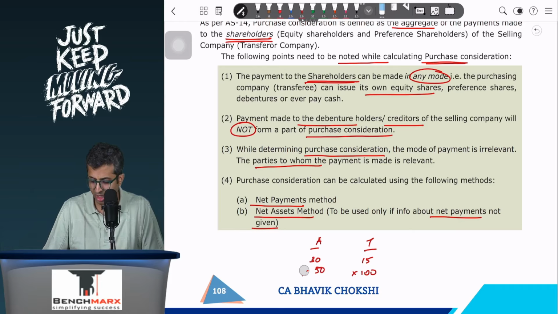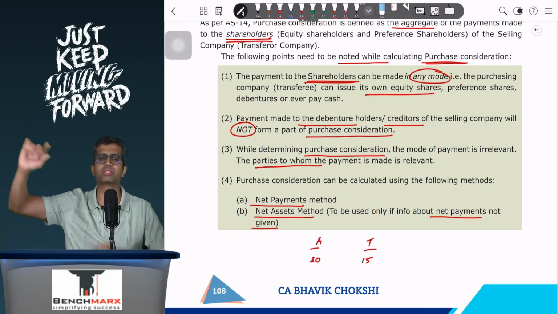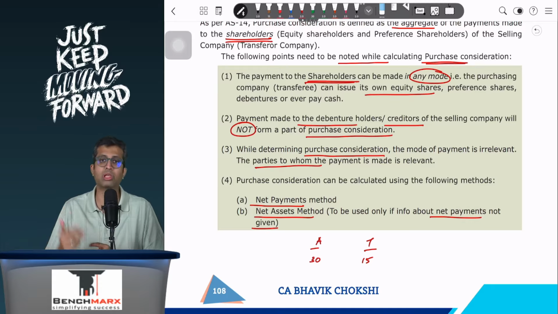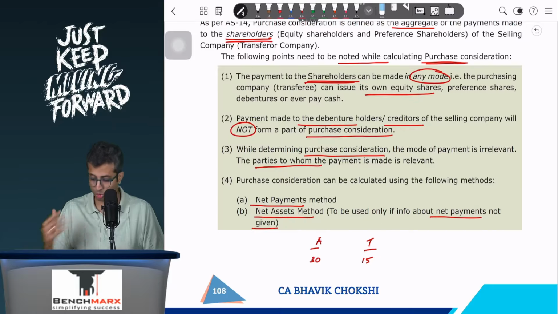So sometimes you might be asked to calculate the exchange ratio based on the intrinsic value, and that is the intrinsic value of the target company, that is 15, upon the intrinsic value of the acquirer, that is 30, and that will help you to calculate the exchange ratio: 0.5:1, or you can also call it 1:2.